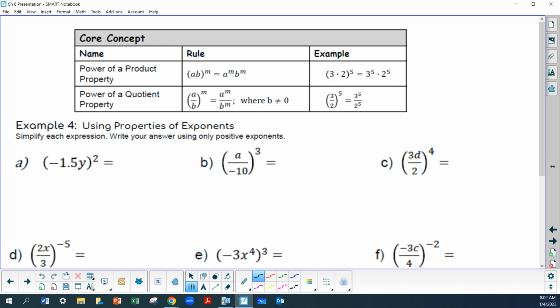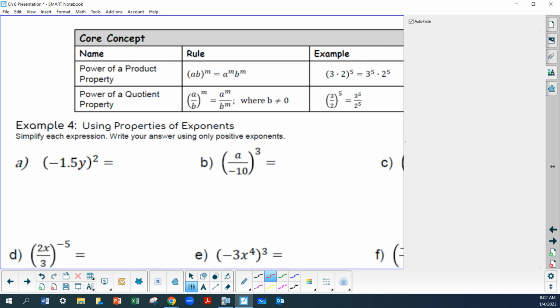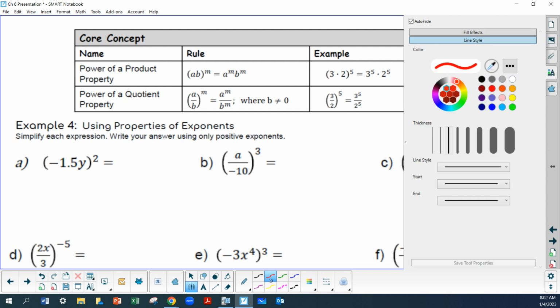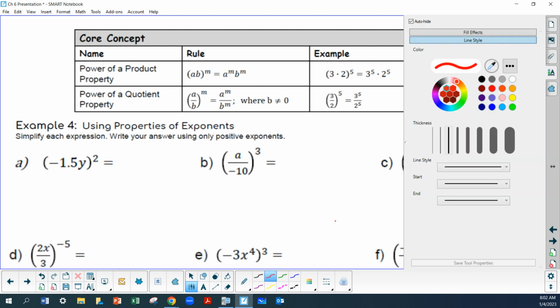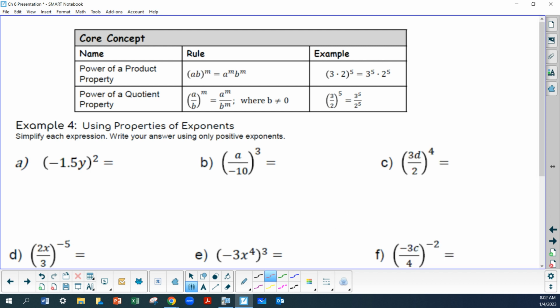Let me see. I think get some ink going here. There we go. And make that a little skinnier so it doesn't take up the whole page. All right. Whoops, that didn't save. I will be all together here in a moment, guys. All right, we are ready to roll.